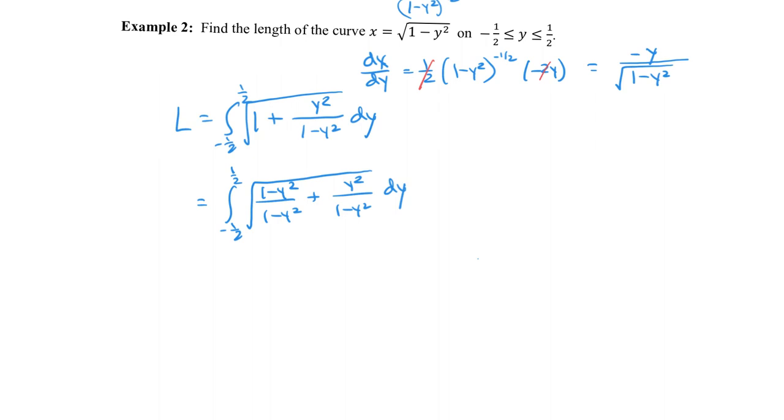So it's the same thing, right? Instead of 1, we have this. But now we have a common denominator, so now I can add these. 1 minus y squared plus y squared is just going to be 1. So we're going to get the integral from negative 1/2 to 1/2, and then we'll have 1 minus y squared, and on the top, we're just going to have 1.